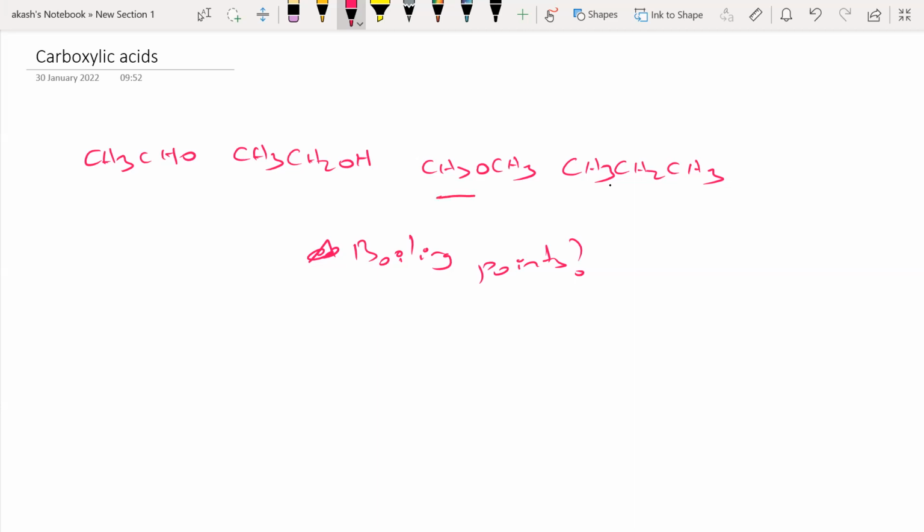So this is not a ketone, this is an ether. Hope you understand that, right? Should it be from lower to higher or higher to lower? Whatever way you want.